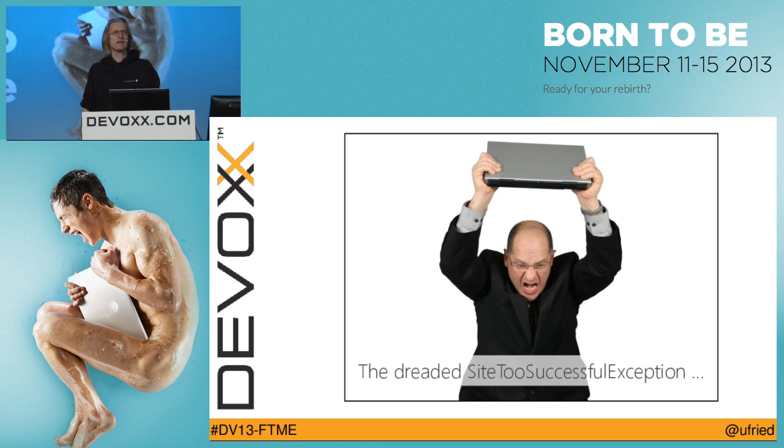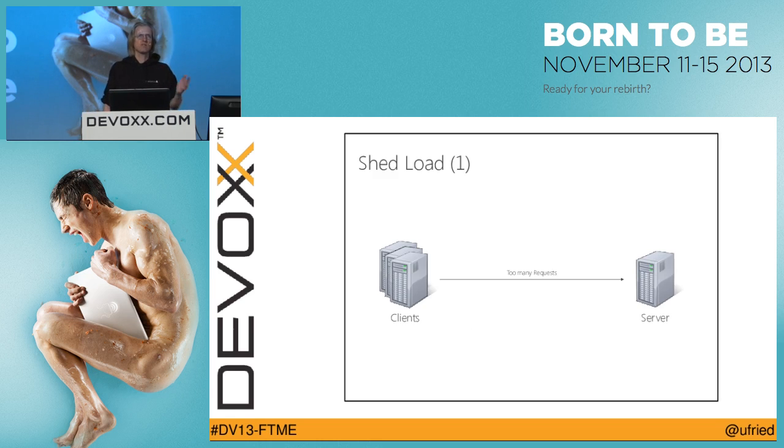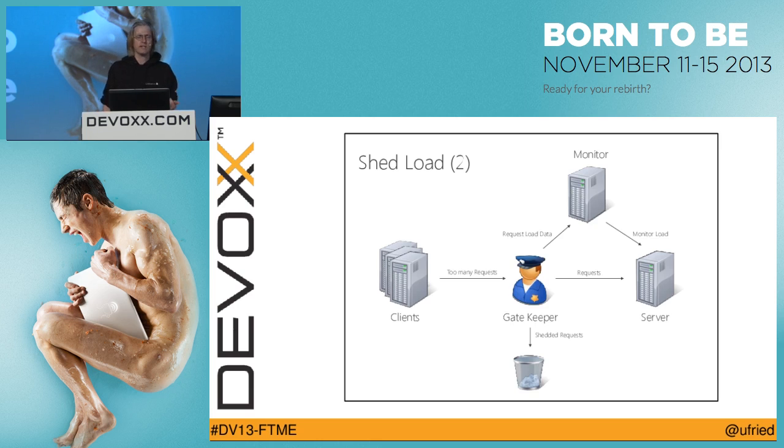And there's a lot of patterns for that, but here's one that could especially help in this situation. That's called shed load. I like that one because it's really easy to implement and it gives you a huge effect. The idea is that you have several clients who do too many requests to a server, so that the server goes into a kind of overload situation. And what you're going to do is you put a gatekeeper in front of the server. So there are these too many requests coming in.